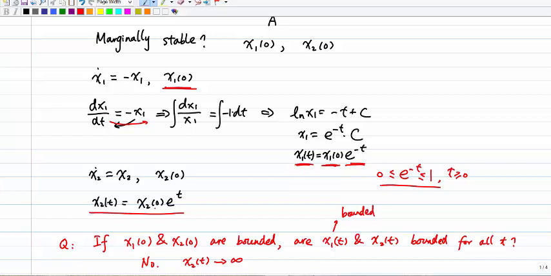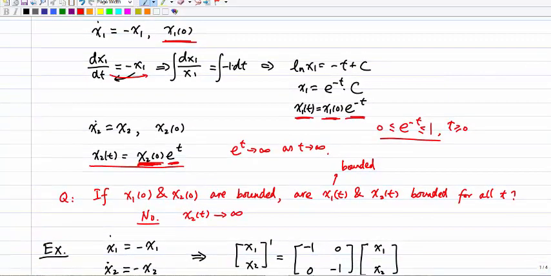Let's now check x2 of t. x2 0 is bounded because it's the initial condition. But this term is not bounded, because e to the t will go to infinity as t goes to infinity. So x2 of t is not bounded, and this system is not marginally stable, because x2 of t will go to infinity as t goes to infinity.